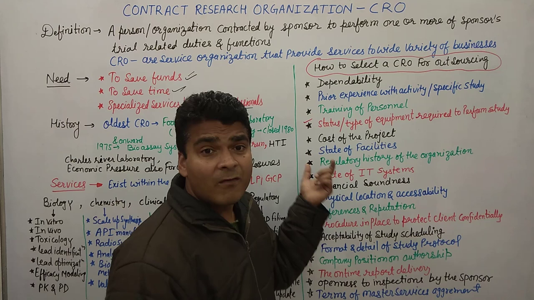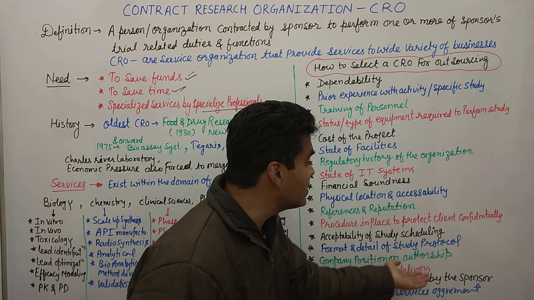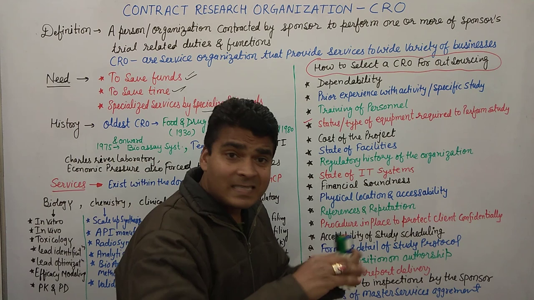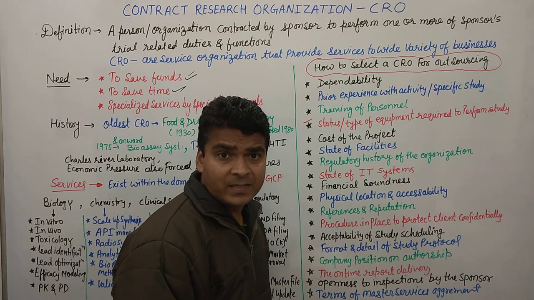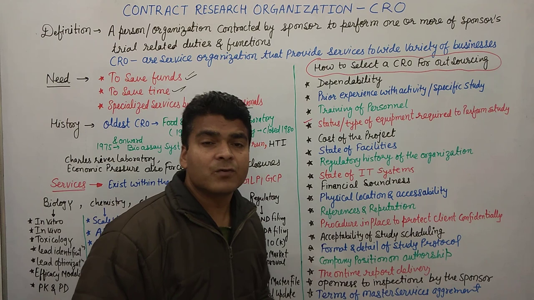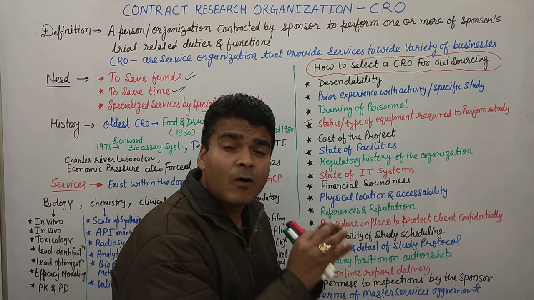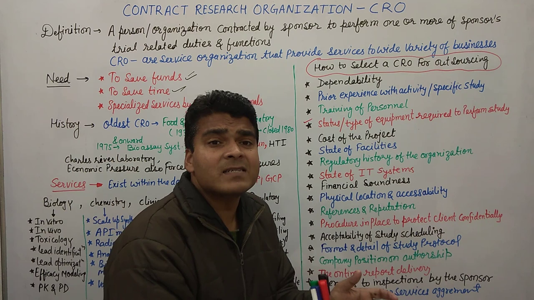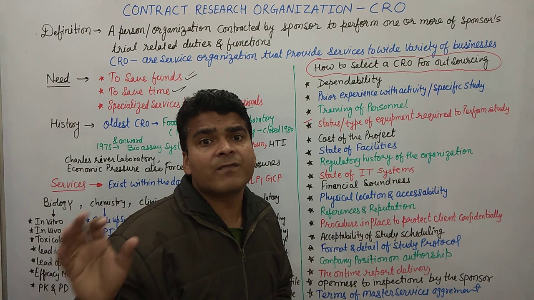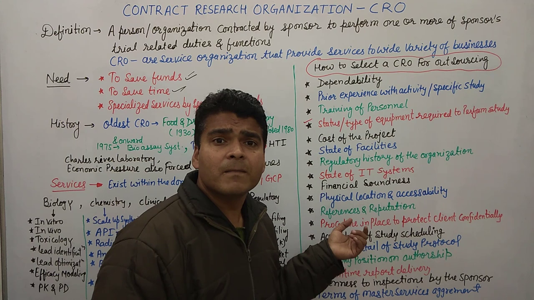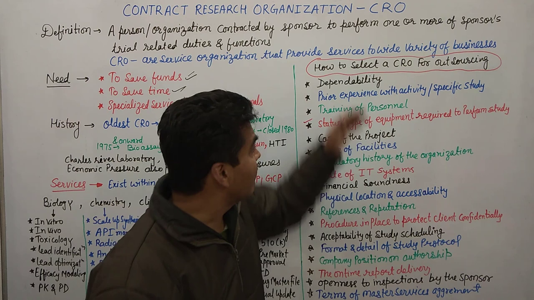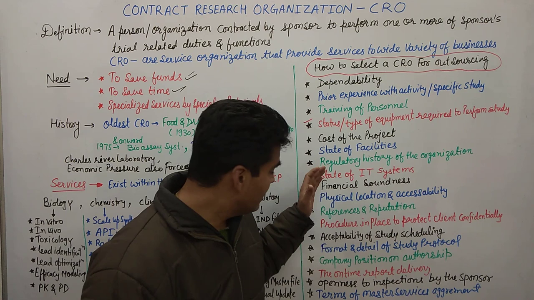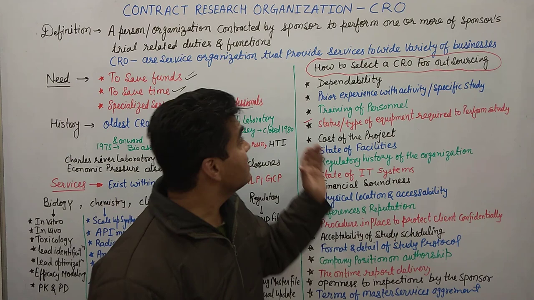Then openness to inspection by the sponsor. Whenever a sponsor wants to inspect the CRO, the CRO cannot deny the inspection. Clear? One of the most important points. And then further, terms of the master service agreement. Whenever a sponsor agrees with a particular CRO, they sign the contract of the master service agreement. In this agreement they write all the terms and conditions of their work, like time, money, as well as reporting of the data, and all the aspects I mentioned here. So these are some points on how to select a CRO for outsourcing.